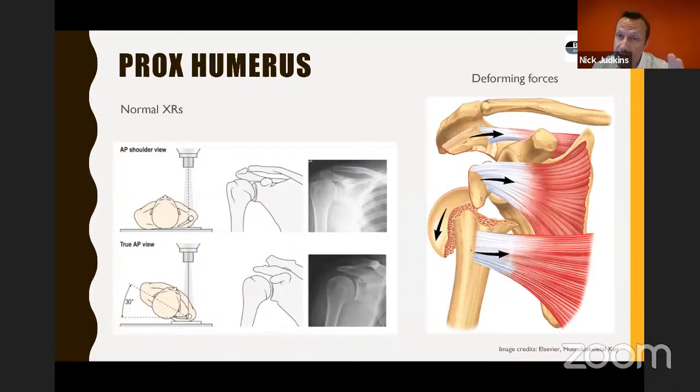So again, these are images of normal radiographs here, not of injuries. You're commonly likely to get an anterior-posterior view of the shoulder. You do sometimes get a true AP. And the deforming forces that act on this.